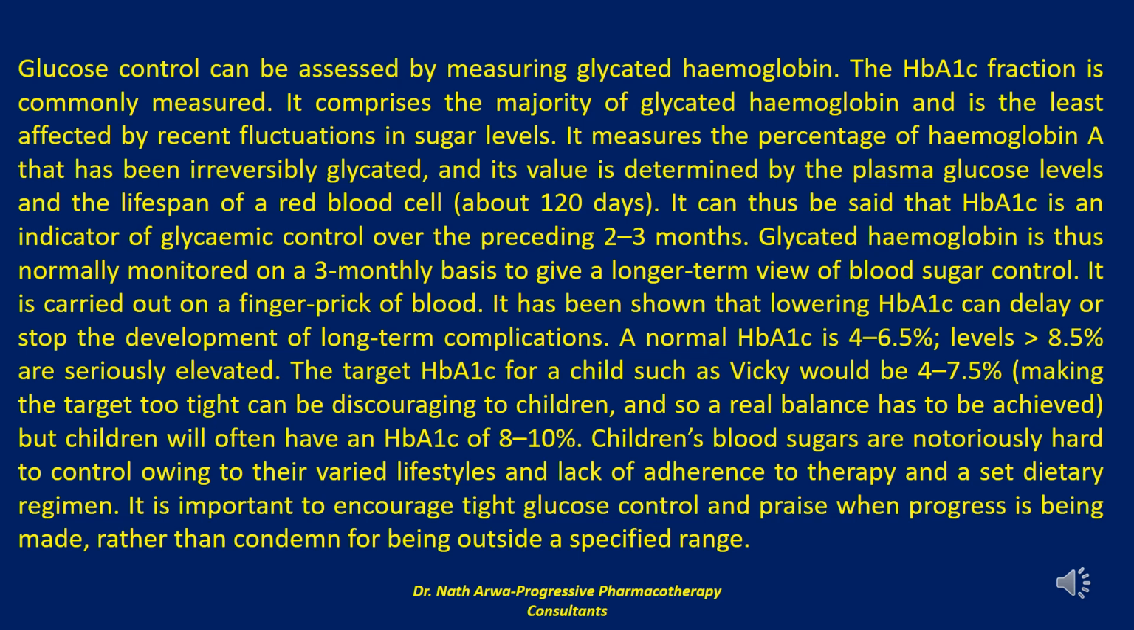The target HbA1c for a child such as Vicky would be 4 to 7.5%. Making the target too tight can be discouraging to children, and so a real balance has to be achieved, but children will often have an HbA1c of 8 to 10%. Children's blood sugars are notoriously hard to control owing to their varied lifestyles and lack of adherence to therapy and a set dietary regimen. It is important to encourage tight glucose control and praise when progress is being made, rather than condemn for being outside a specified range.